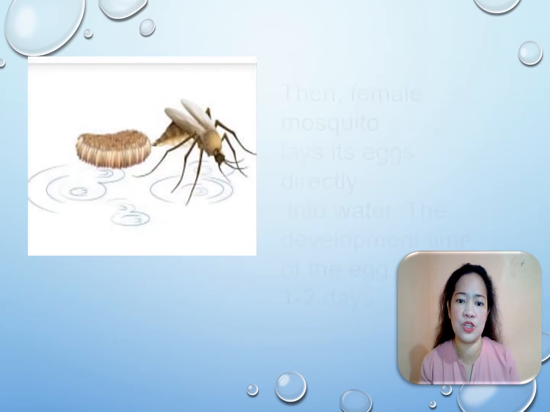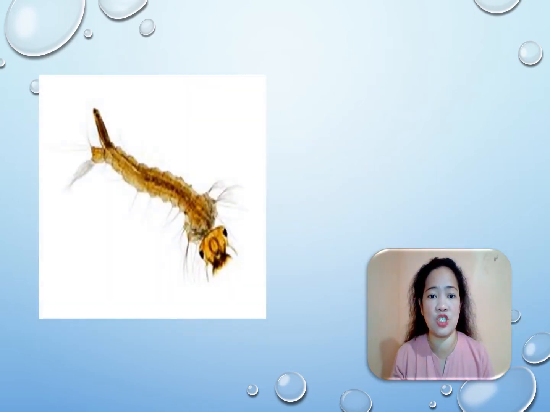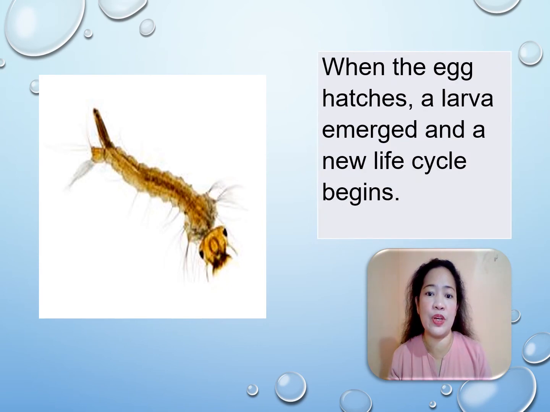After fertilization, the female mosquito lays its egg into the water. The development time for the egg is about 1 to 2 days. When the egg hatches, a larva emerges and a new life begins.